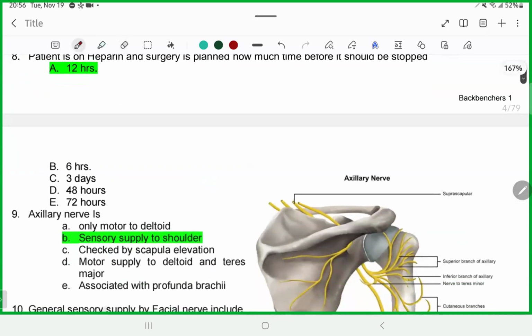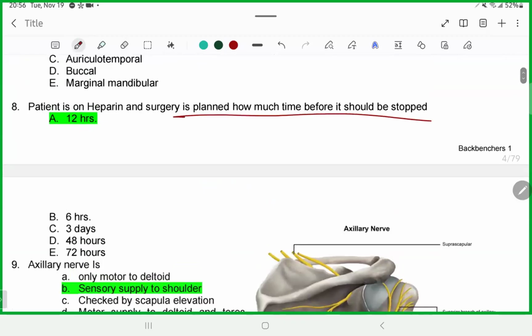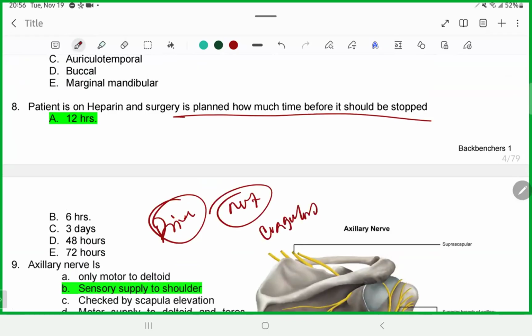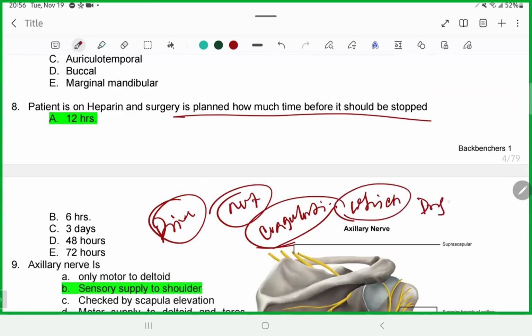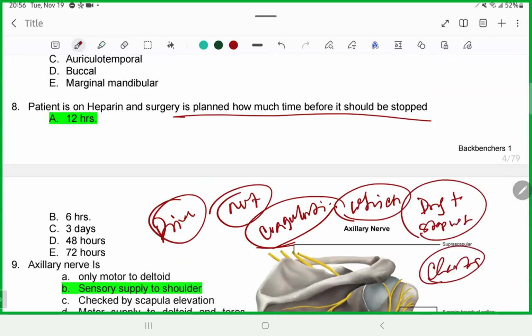We all know it. Patient on heparin, surgery is planned. How much time before it should be stopped? Guys, we all have it in our drive, in our notes. Just remember from the coagulation cascade or which drug to stop when chart. You will find it in our charts folder, and in our perioperative note 2. Now, you might get confused between 24 and 12 hours. See, here you don't even have 24 hours. They will not make you confused about it.